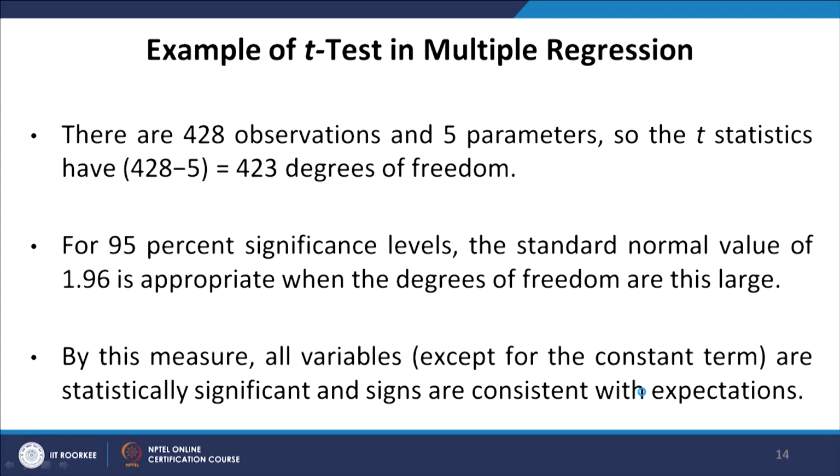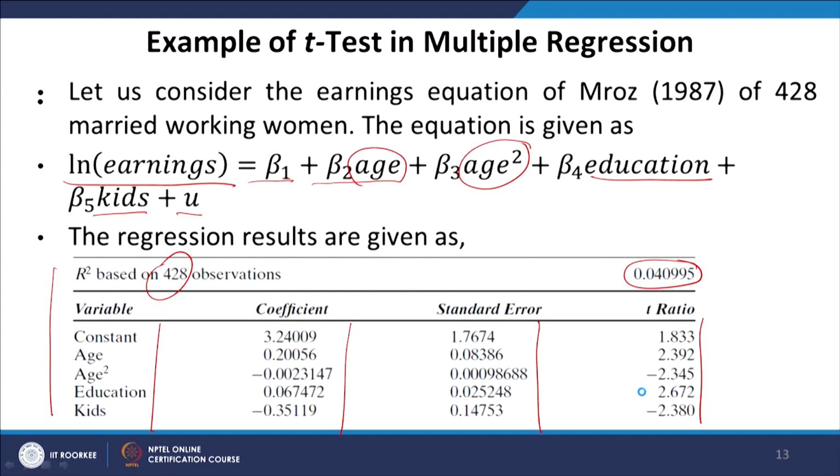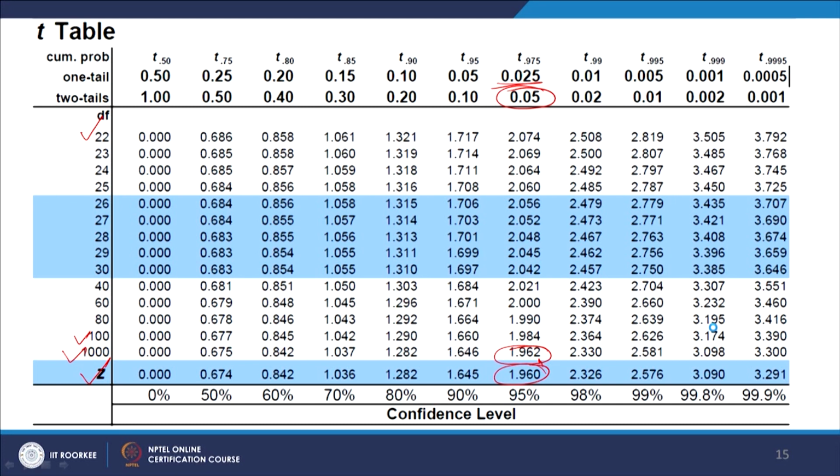By this measure, all variables except for the constant term are statistically significant and signs are consistent with expectations. We will not get into the signs as we are not discussing the economic implications of the variables included in the equation, but provided that my critical value is 1.96, you can see that all these estimated t statistics are greater than 1.96 except for the constant term. All the estimated coefficients are statistically significant. Statistically significant implies that they are significantly different from 0. So, this is how we understand t ratios and the t test in the multiple regression framework.